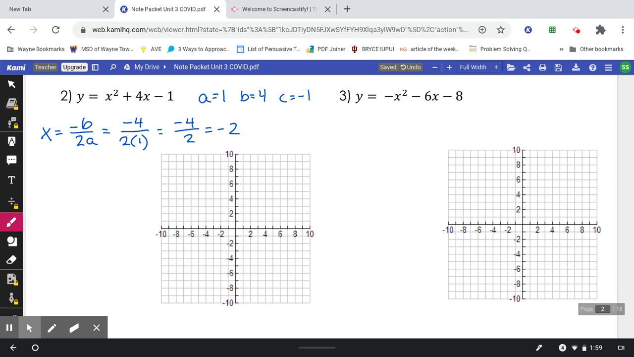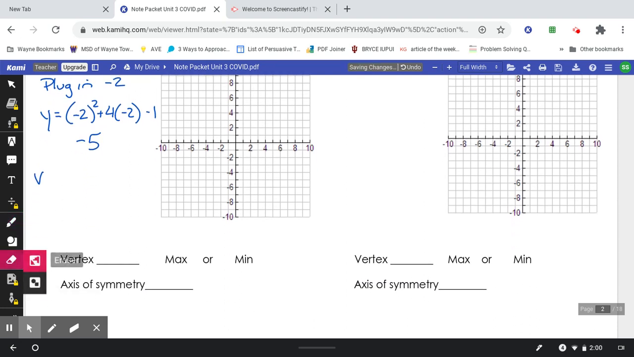Then I'm going to plug in the -2. y equals negative 2 squared plus 4 times negative 2 minus 1. It's important that you include the parentheses every time that you're plugging something in. You would type that into your calculator. You would get an answer of negative 5. So your vertex is going to be negative 2, negative 5.